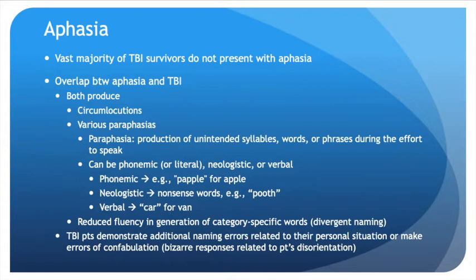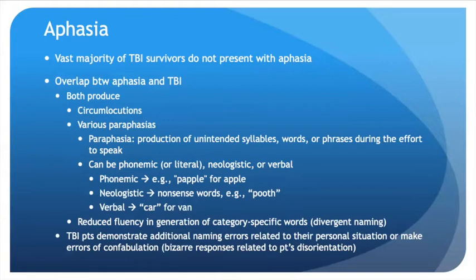Aphasia and TBI also both have reduced fluency and generalization of category-specific words, so limitations of divergent naming, like how many animals one can name in a minute, for example. However, TBI produces additional naming errors not seen in aphasia, such as errors of confabulation, which are bizarre responses related to the patient's disorientation.